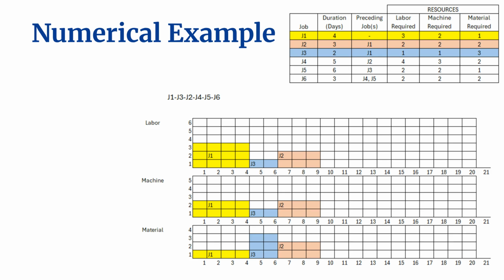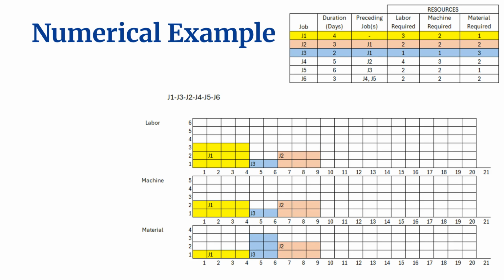Let us examine J2's resource requirements. It needs 2 units of labor, 2 units of machine capacity, and 2 units of material. Now, check the current resource availability at time 5. While labor and machine capacity are indeed sufficient, each has at least 2 units free, the material profile tells a different story. At time 5, only 1 unit of material is available because J3 is still consuming 3 units through day 6. Since J2 requires 2 units of material, but only 1 is available, the schedule is infeasible if we attempt to start J2 immediately.